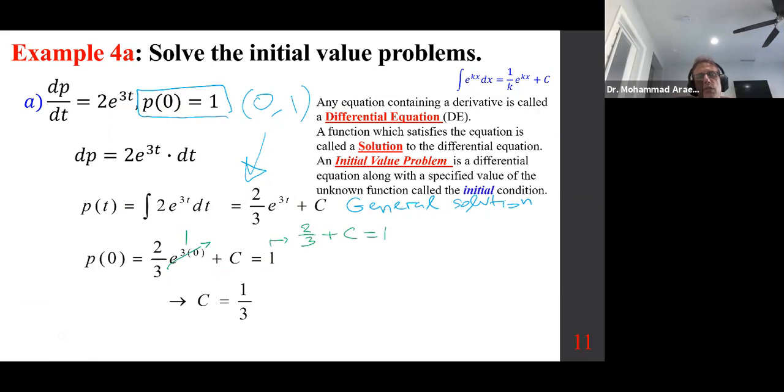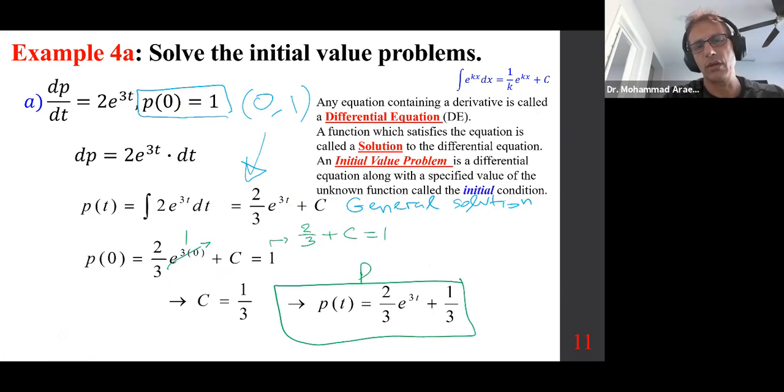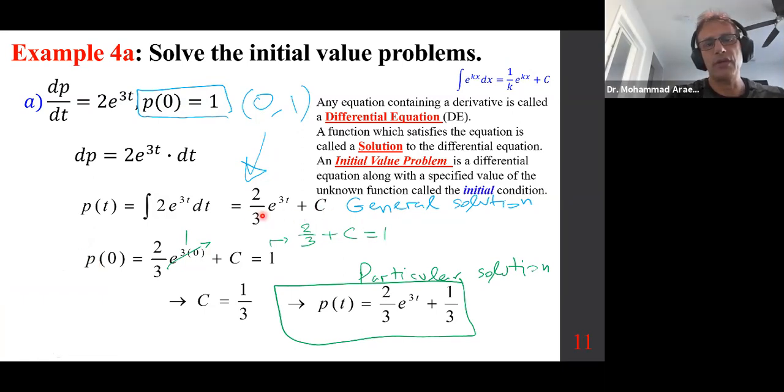Now we are going to replace the c with 1/3, and this is now a specific solution or particular solution. So what does it mean? Over here, we have infinitely many solutions because of the constant. Over here, the pair helps us get only one solution, a specific solution, a particular solution to this question.